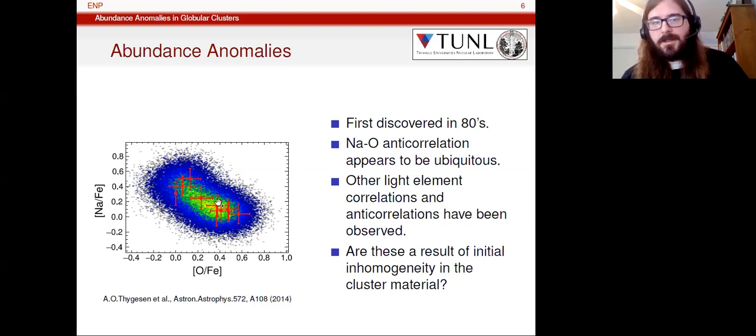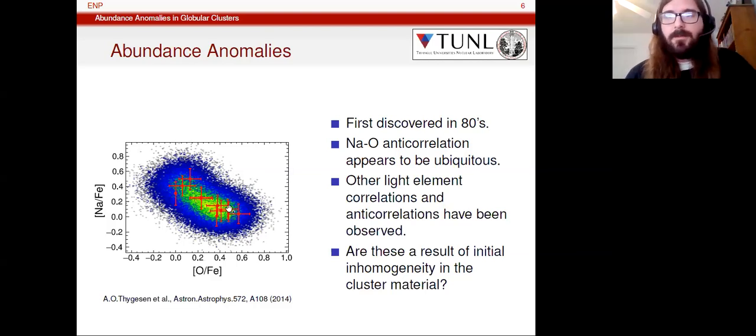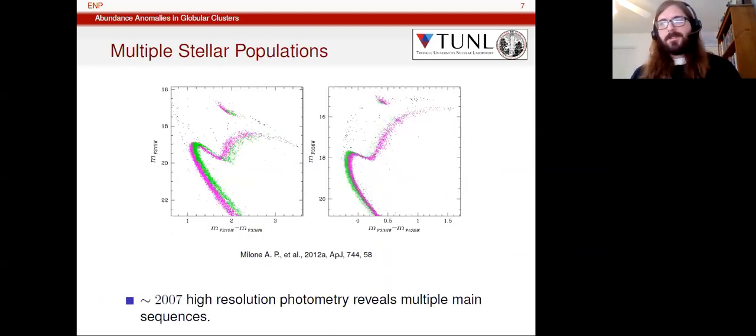So this anticorrelation, since its initial discovery, has been observed in every cluster it's been looked for in. There exist other light elements that have these correlations and anticorrelations. And the question that we want to get at, once these observations are in, is whether this is a result of the cluster material being inhomogeneous, or is this some other kind of astrophysical phenomenon? And the final piece of evidence of this being some sort of broader astrophysical phenomenon is that with high-resolution photometry, you can actually start picking out individual stars in that main sequence and see that they do not comprise a single stellar population.